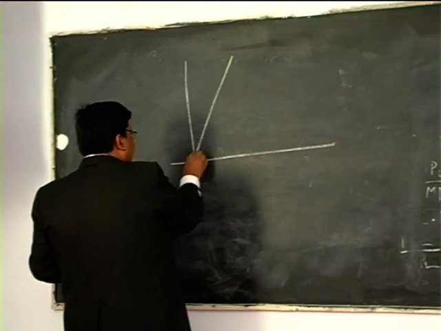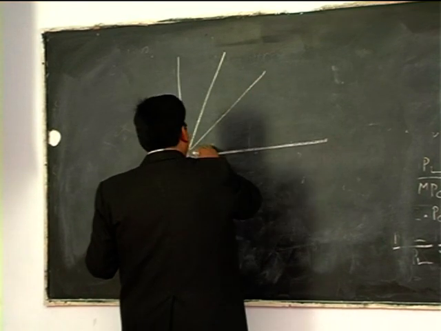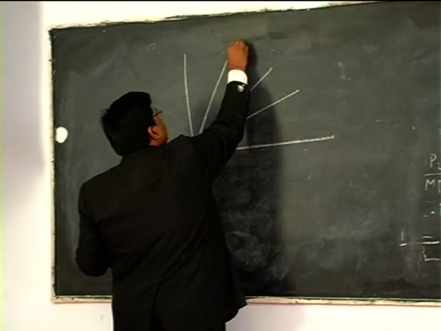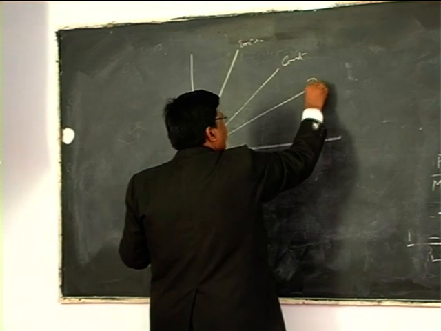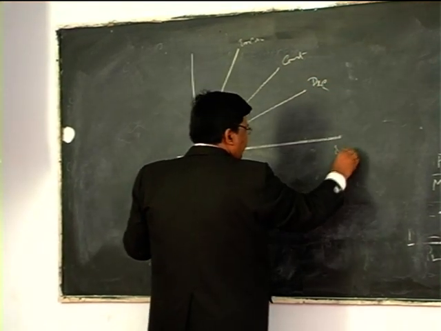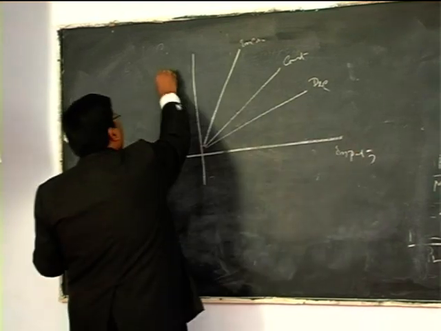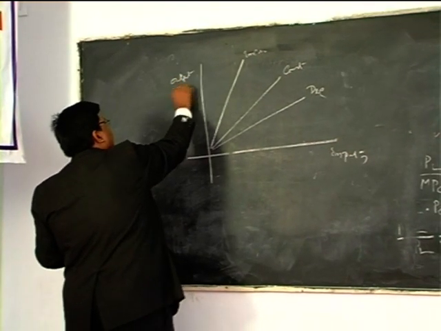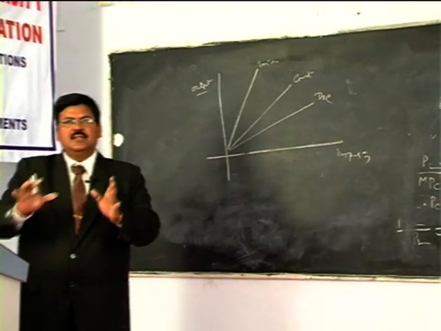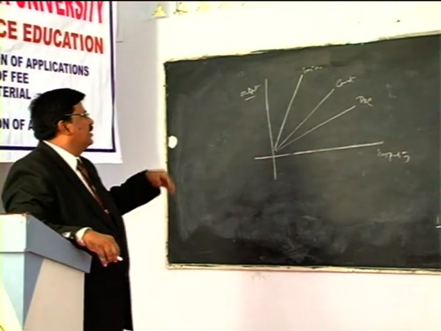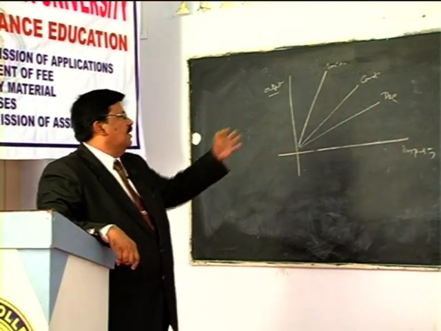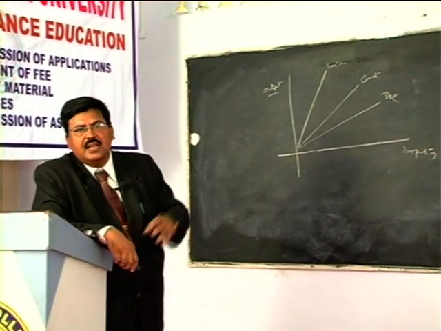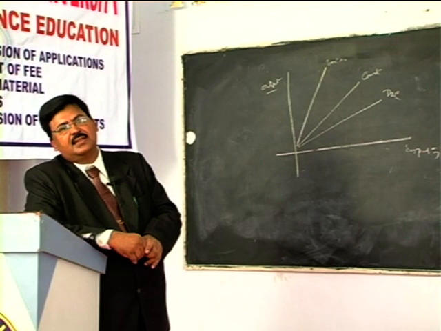So increasing returns, constant returns, and decreasing returns. Inputs, output. If all inputs are increased in a given proportion, if output is more than proportional, that is called increasing returns, exactly proportional, that is called constant returns, and if it is less than proportional, that is called decreasing returns.